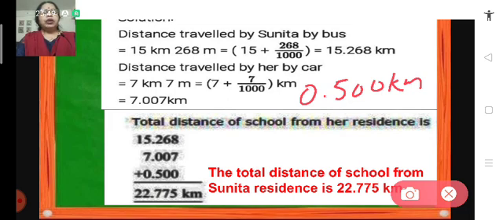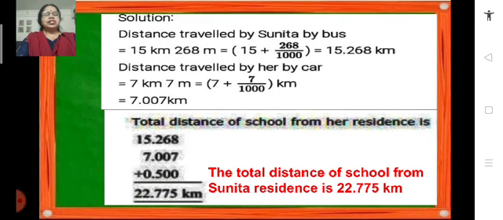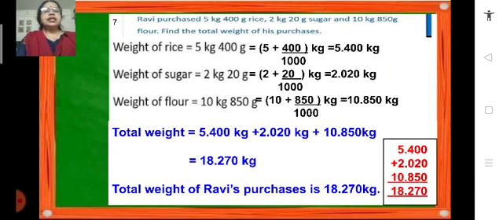So, we put them in columns like this and add them. So, in thousandths place, 8 plus 7 becomes 15, we carry over 1, 6 plus 1 becomes 7, then in hundredths place 2 plus 5 becomes 7. Then we put the decimal here, then move on to ones place, 5 plus 7 becomes 12, we write 2, carry over 1, and 1 plus 1 becomes 2. So, what is the total distance of school from residence? Sunita's school is 22.775 kilometers from her residence.